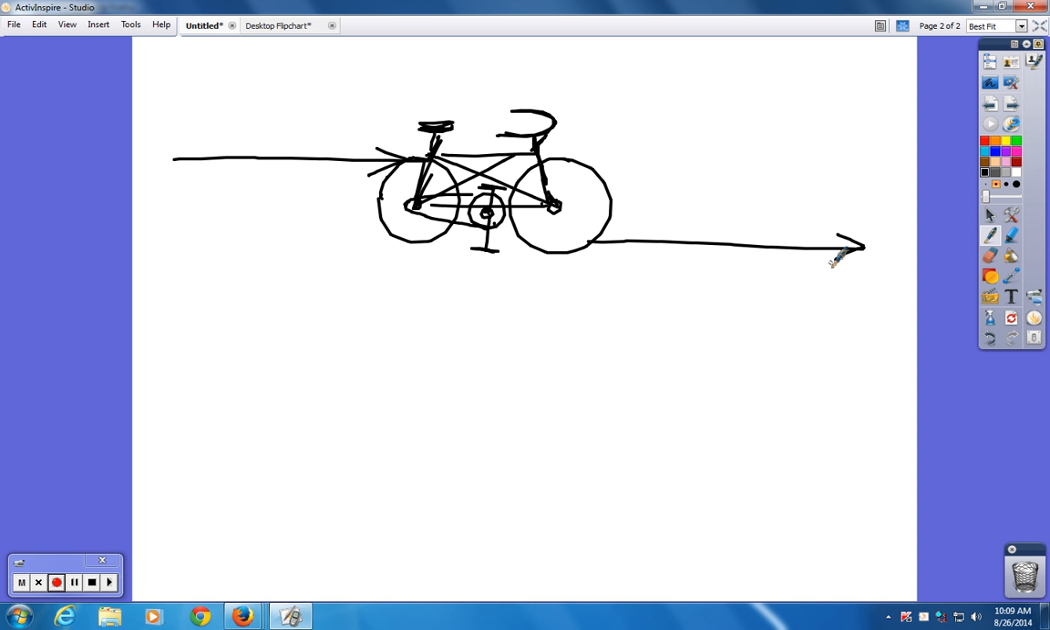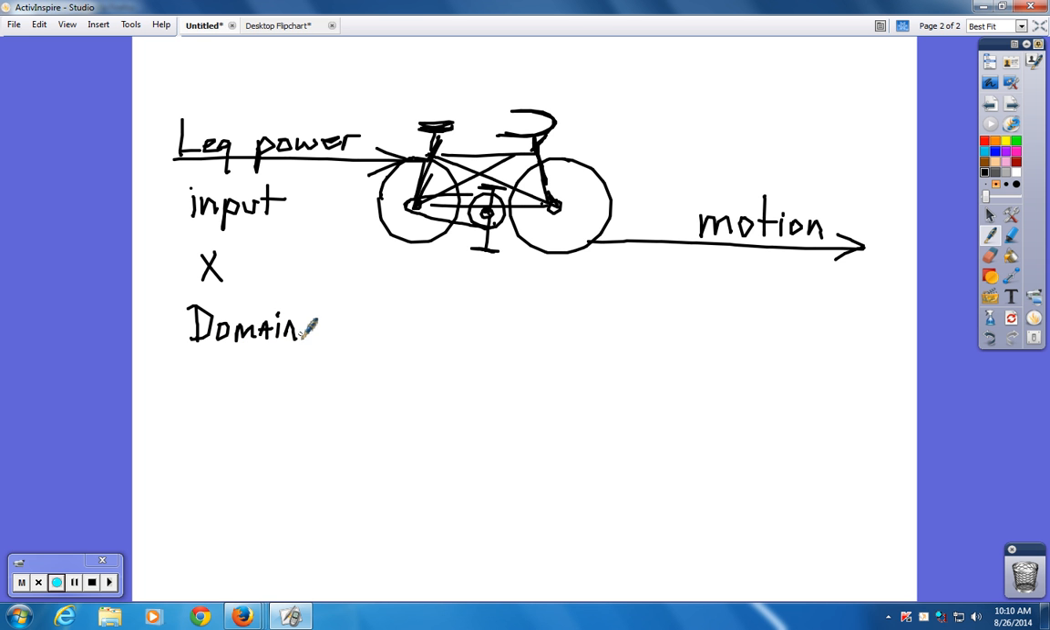So, what is the input? Your leg power. Your leg power turns the pedals, this gear turns this gear, and that causes motion. Your leg power is your what? Input, your X, your domain. Your motion is your output, your Y, your range.